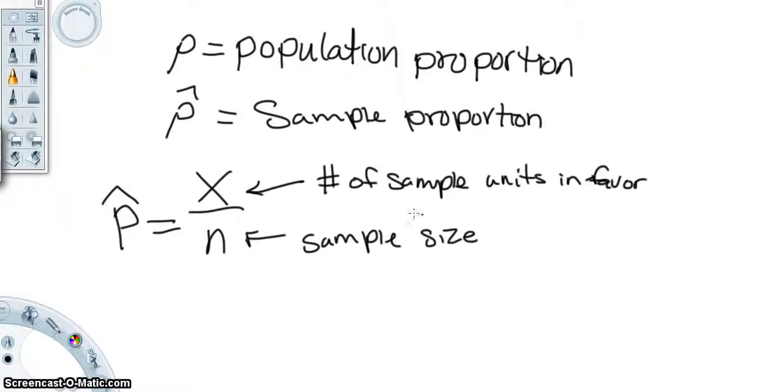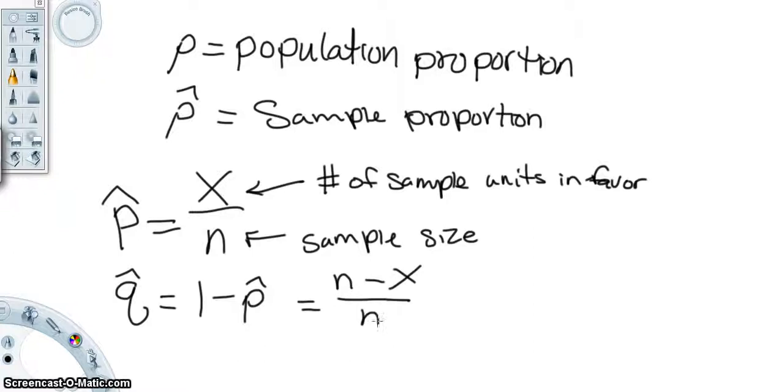Our sample size was Colebrook Academy, which has about 110 kids, I believe. So we had 7 over 110, and we came up with our p hat from that. Now, besides p hat, we also have q hat, which is going to be the complement of p hat. So q hat is equal to 1 subtract p hat. We can also look at it as n subtract the number in favor, over n. Both of these show that q hat is the complement of p hat.